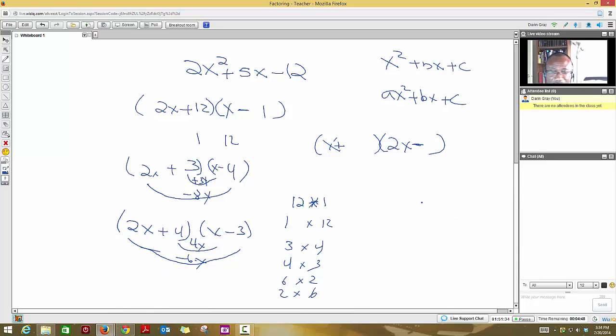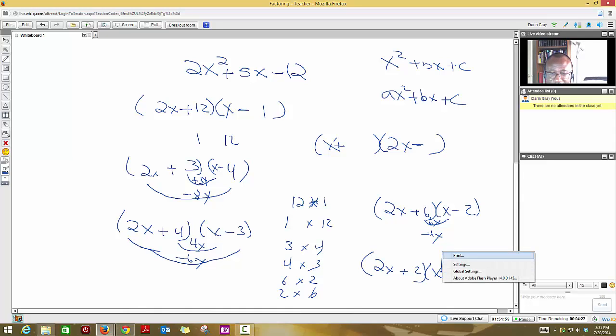Let's try it again. Let's try the next one. 2x plus 6, and then we have x minus 2. That's going to be a 6x, right? And a negative 4x, that's not going to do it either because we didn't end up with that positive 5. Oh, let's try again. 2x plus 2, x minus 6. We end up with 2x, and we end up with negative 12x. So none of those worked.